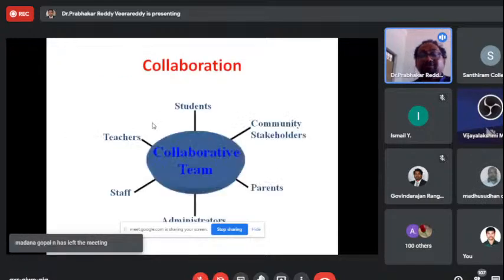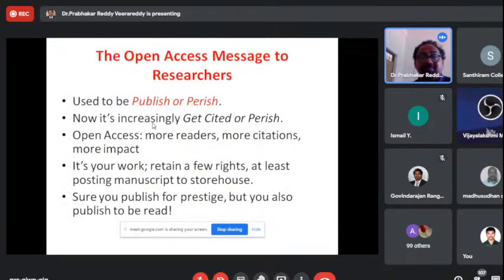So collaboration is very, very important. Either you can go with students, or teachers, or staff, or administrators, or parents, or community stakeholders. Nowadays, collaboration is important to get good papers. So, open access. After Corona, many journals are going for open access. Previously, it was closed access, which means you had to pay the money.